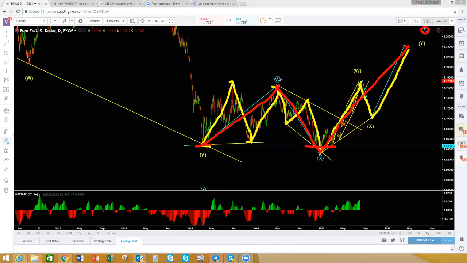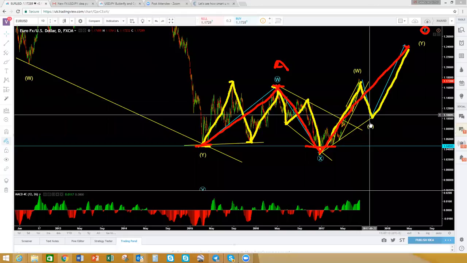So this one already breaks the end of, you can call it a wave A. So this one is broken. This already looks like an expanding. The red pattern is an expanding pattern. So I know I'm trading an expanding pattern here and it is not complete. So if it is not complete, I've got an opportunity to trade it.